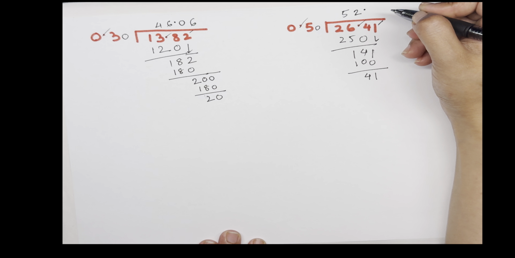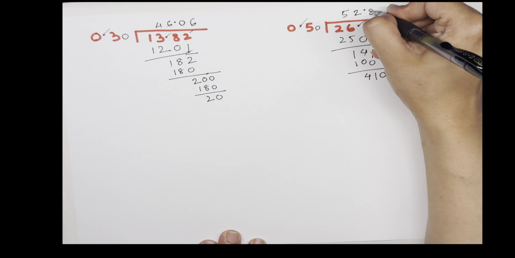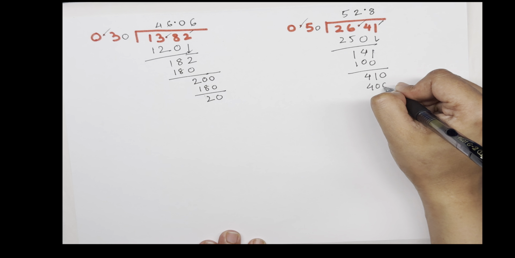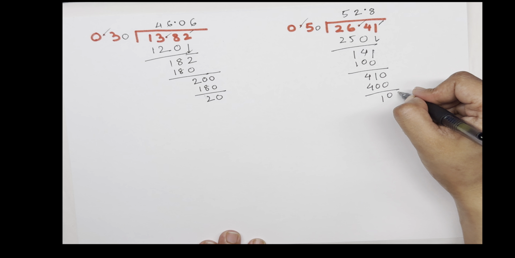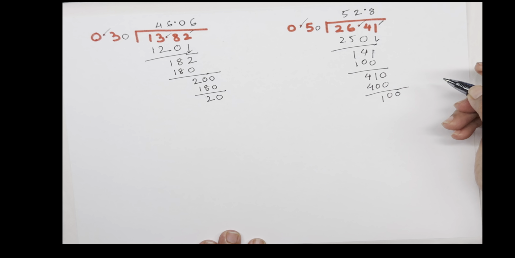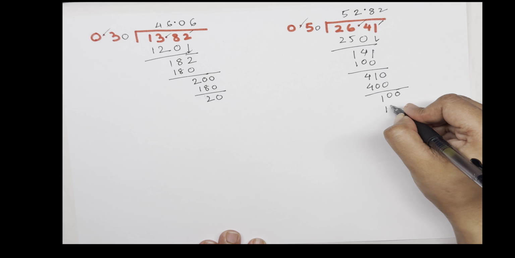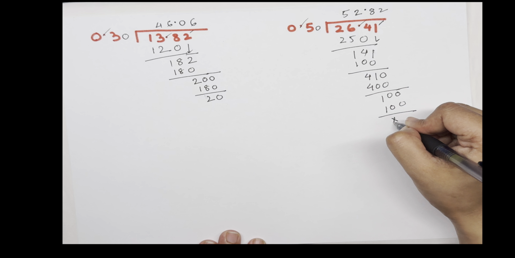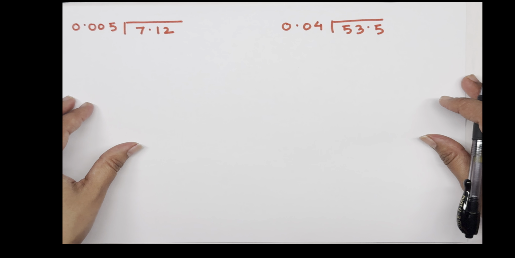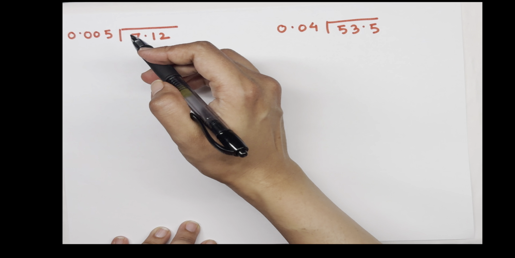I put in a decimal so that I can get a 0. 5 times 8 is 40. 0, 1. I'm borrowing a 0 because I already put a decimal in the quotient. 5 times 2 is 10. So that's the answer. Let's move on to the last two problems in this video.